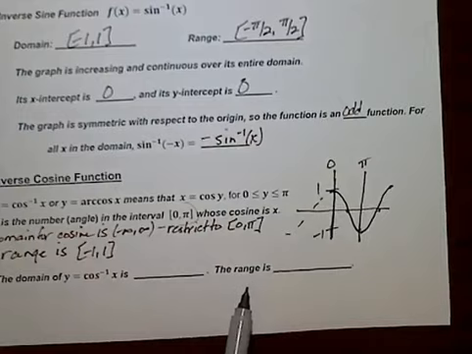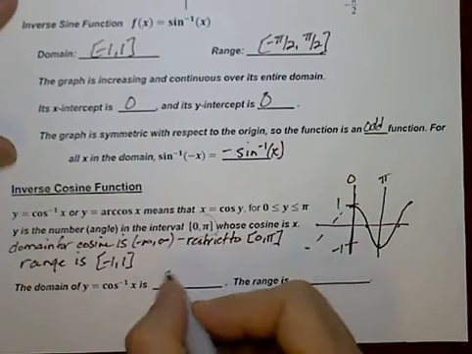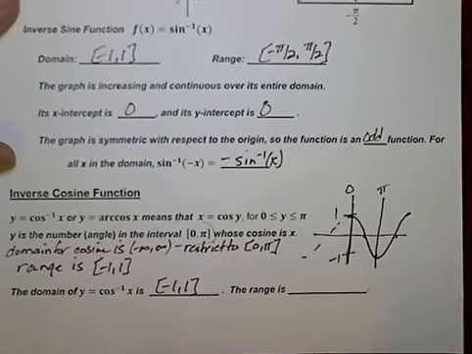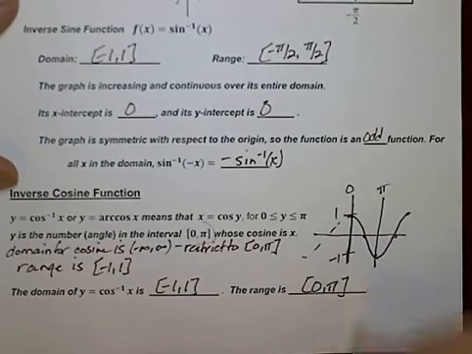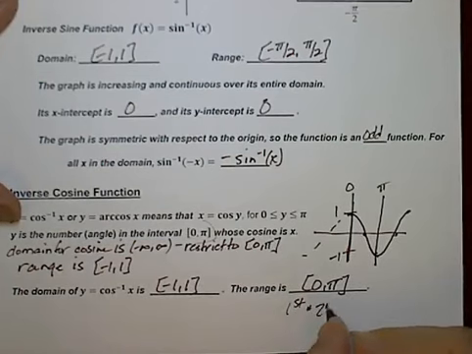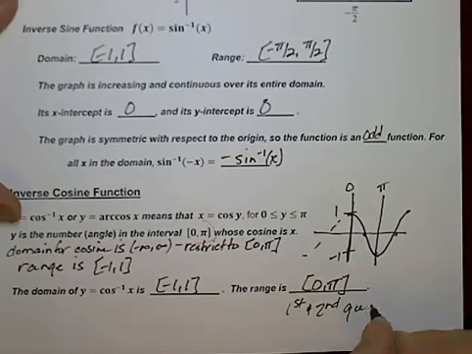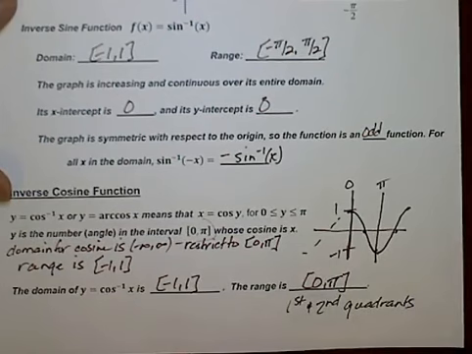To do the domain and range for our inverse function, we're just going to take these two and switch them. So the domain is going to be from -1 to 1. The range is going to be from 0 to pi. This makes this one a little bit different than sine, because this is going to be in the first and second quadrants. So these are all going to be positive values, and this is 0, and that's going to be either a first quadrant angle or a second quadrant angle.